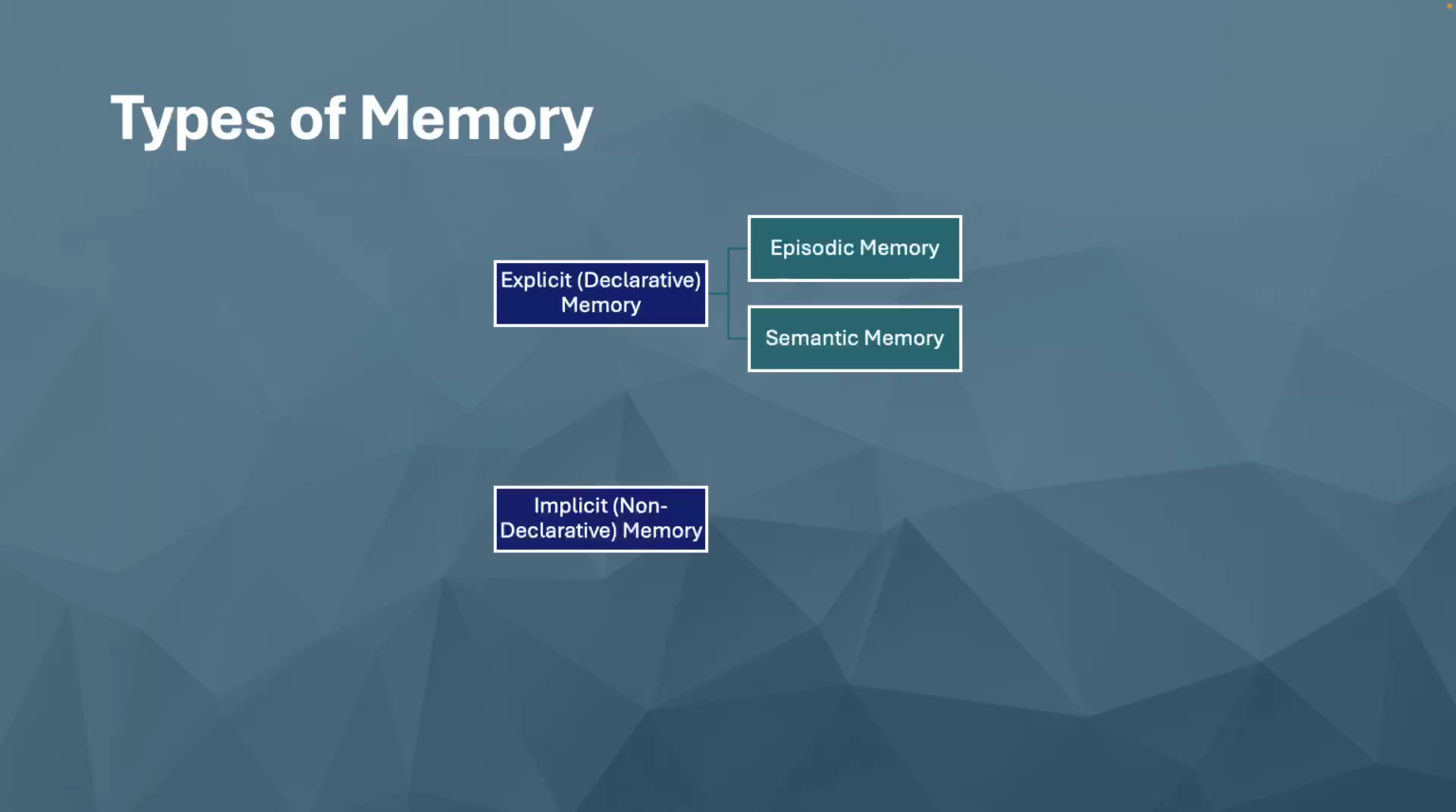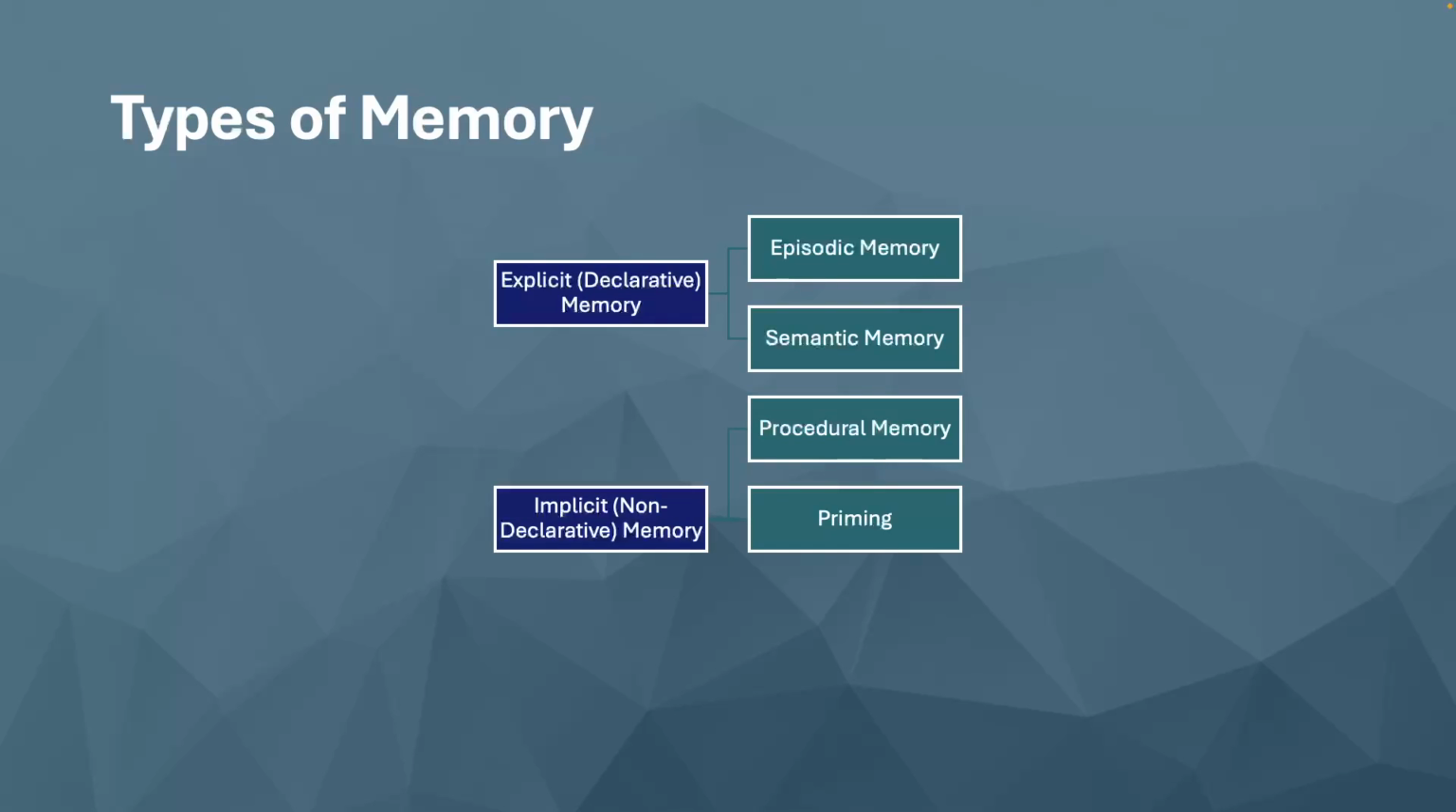By contrast then, implicit or non-declarative memory involves unconscious memories, such as motor skills or habits. These can be, but are not limited to, procedural memory, skills and actions that are learned over time; the idea of priming, where exposure to one stimulus influences the response to subsequent stimuli; and then also classical conditioning, learned associations between stimuli.